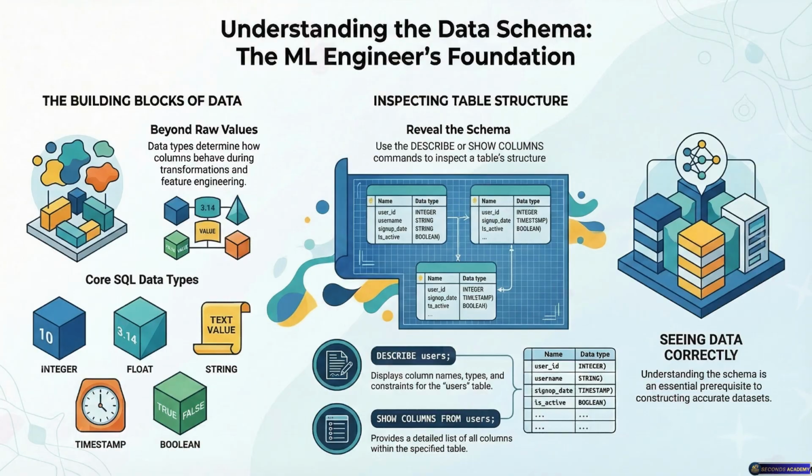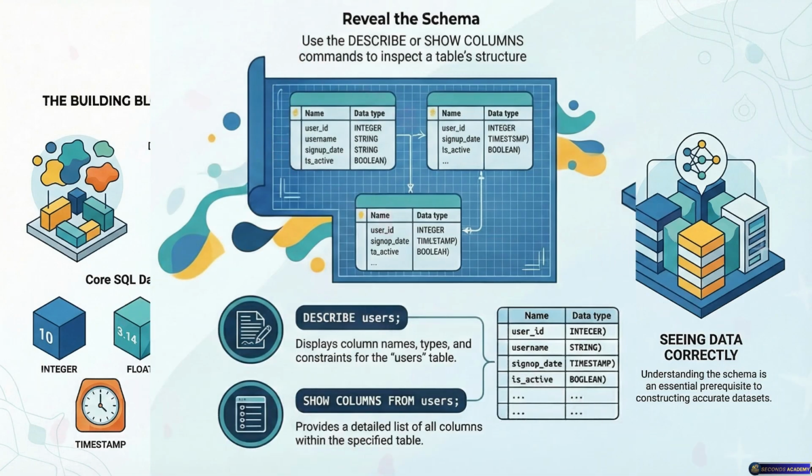So if visual inspection with select and limit is too dangerous for determining these types, what is the exact command engineers use to bypass the data and look directly at the structural blueprint? You step outside of the standard select paradigm entirely. Instead of querying the data payload, you query the database engine's metadata. How so? Depending on the specific SQL dialect you are operating in, whether it's PostgreSQL, MySQL, or Snowflake, the command is generally describe table name or show columns from table name.